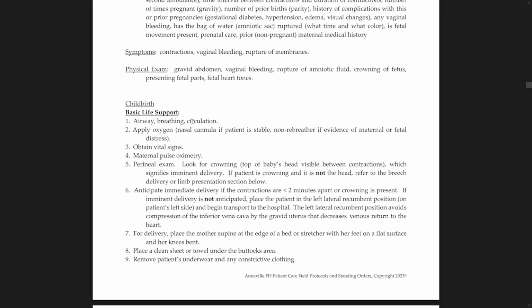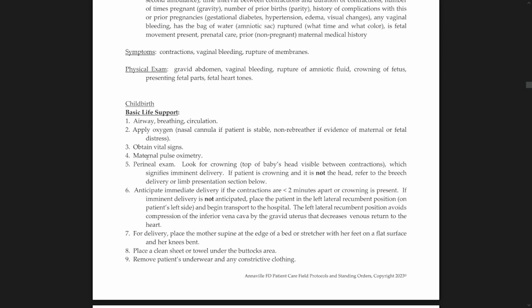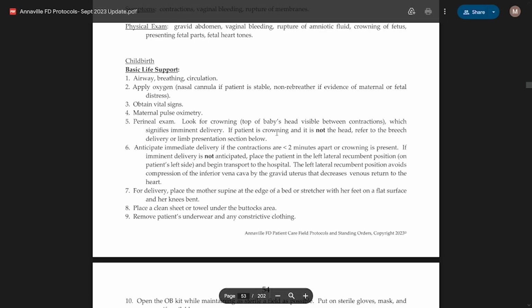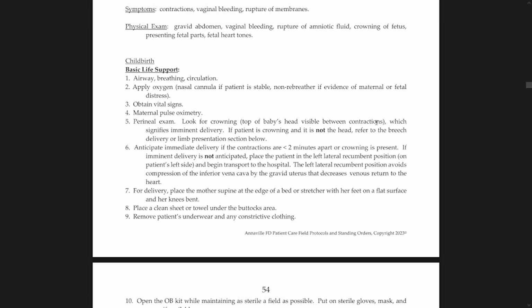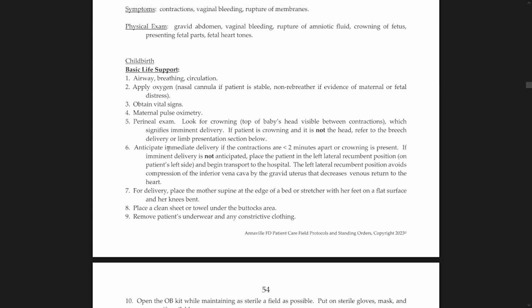And for BLS for childbirth, we want to watch out for ABCs, apply oxygen, a nasal cannula if the patient is stable, a non-rebreather if there's evidence of maternal or fetal distress, obtain vital signs. You want to watch out for the maternal SpO2. You want to do a perineal exam. You want to look for crowning, the top of the baby's head if it's visible between contractions, which signifies imminent delivery. If the patient is not crowning and it is not the head, refer to the breech delivery or limb presentation section below, which is not good. Anticipate immediate delivery if the contractions are less than 2 minutes apart or crowning is present.